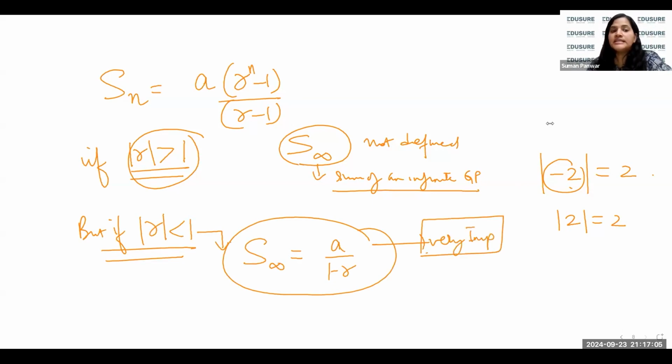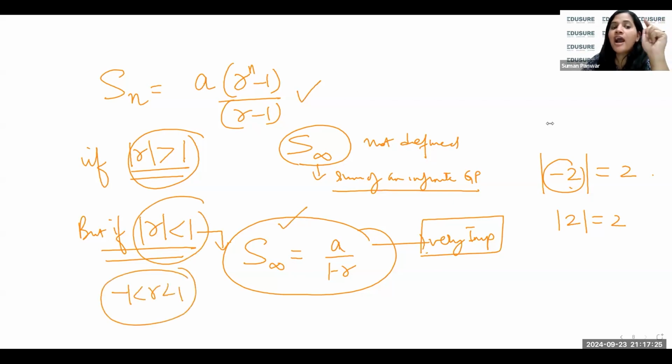Note this down. This is the formula for the sum of the first n terms of a geometric progression. This is the formula for the sum of an infinite GP, if the GP is not stopping, only when the absolute value of r is less than 1. That means r lies between minus 1 and 1. That is what I mean by this. If r is greater than 1 or r is less than -1, then the sum of an infinite GP is not defined. Okay, so this is the structure which is needed to solve questions on geometric progression.